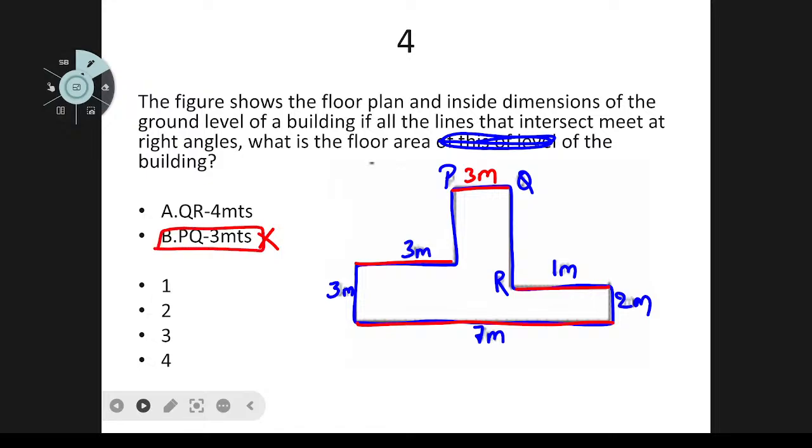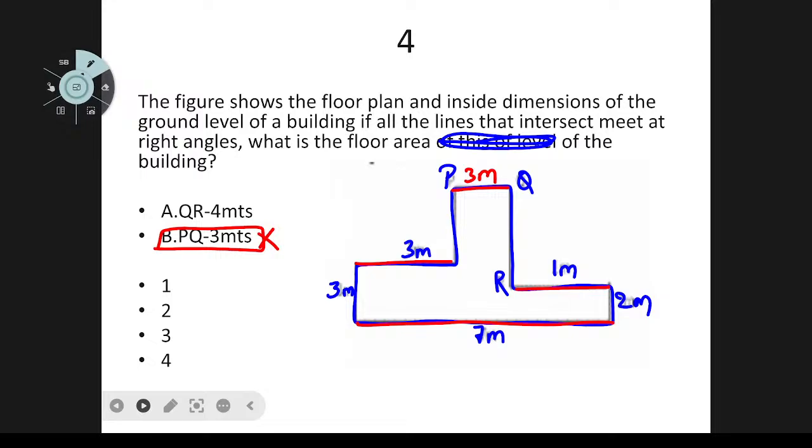This particular information is not needed, because I already know the value of P and Q from the question itself. Now, the question is, what is the floor area of the building? How much is this whole area? I will know it maybe by using Q and R, because I don't know the values of Q and R. So is it required to know the value of Q and R? That we will see.